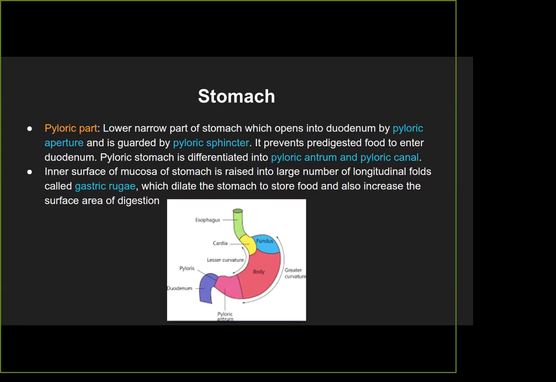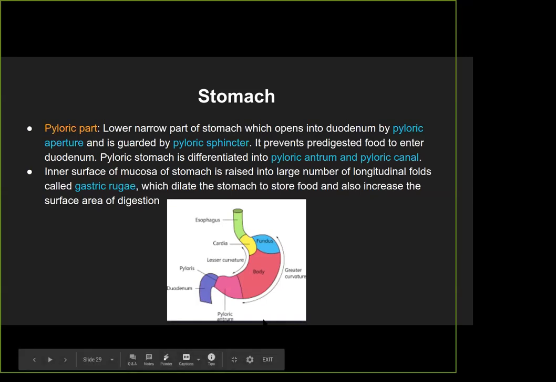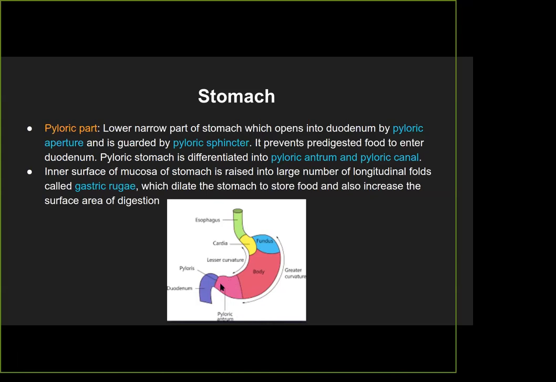The pyloric stomach is differentiated into the pyloric antrum and the pyloric canal. Antrum is like an empty space, and canal is a tube-like structure. So the end part is your pyloric canal, and before the opening of the stomach into the duodenum is the antrum. Inner surface of the mucosa of the stomach.